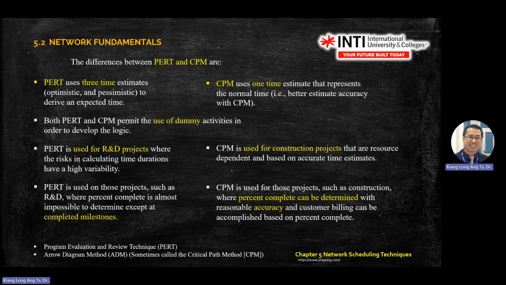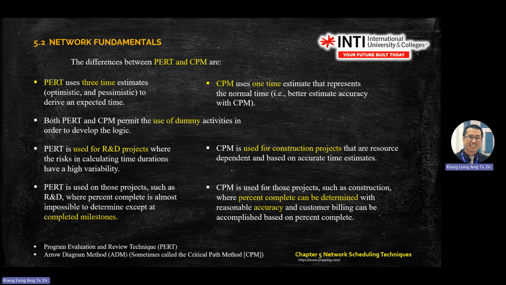Okay. So this one, you see, PERT uses 3 time estimates. So here you have optimistic, average, and pessimistic. You remember this one? Previously, we had A, B, and M. But CPM, you use 1 time estimate. You are using the normal time. You only want one value.